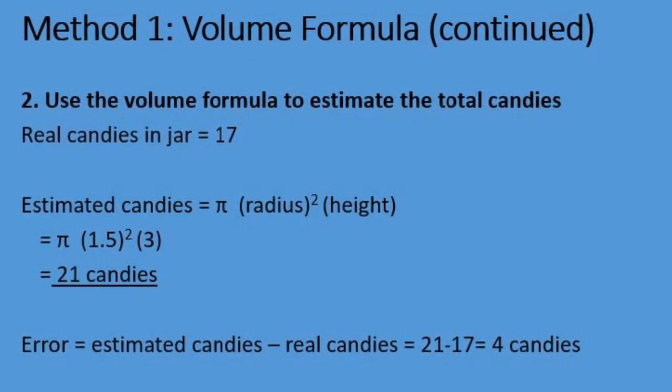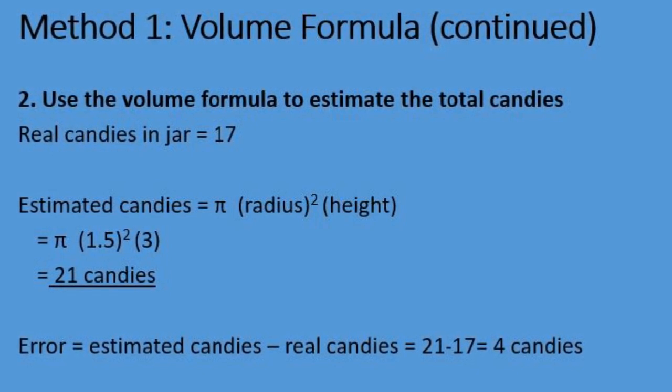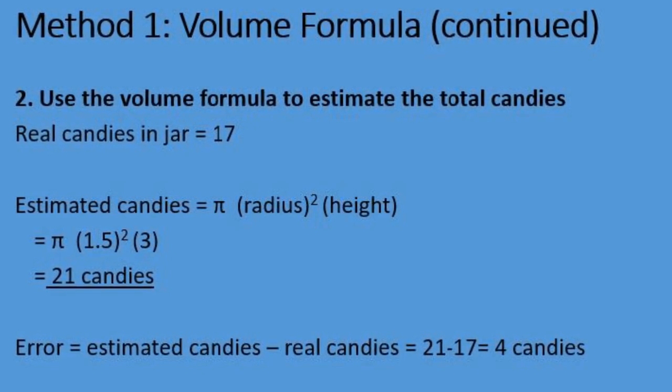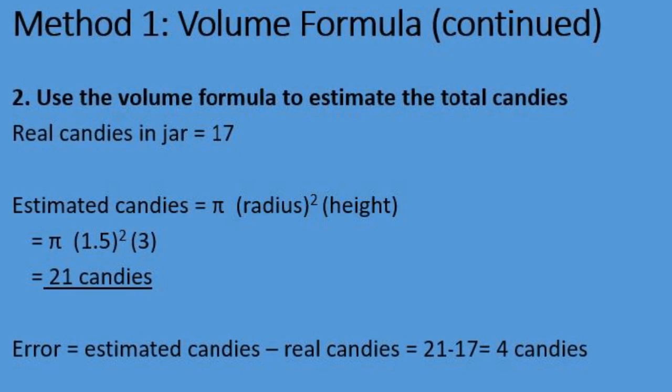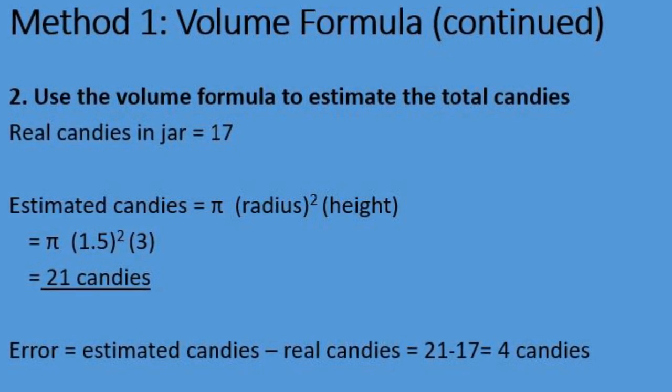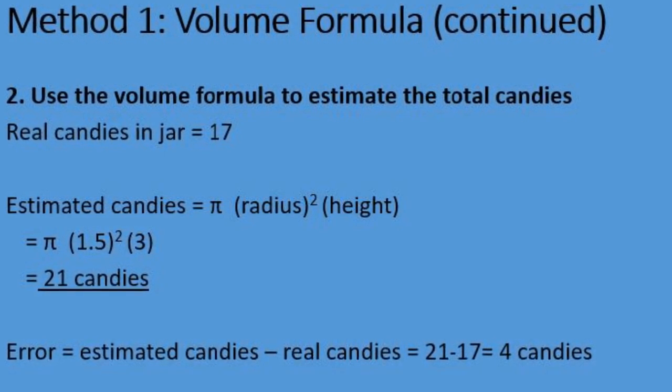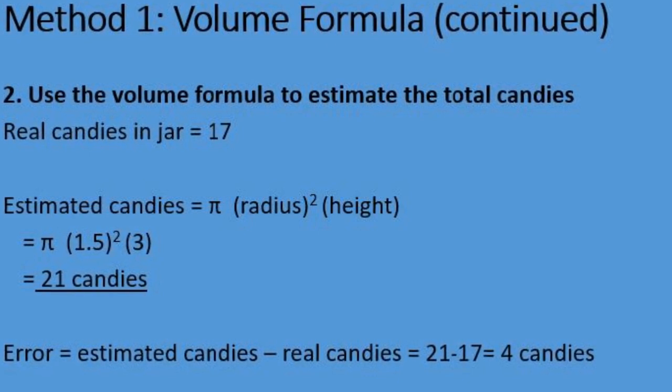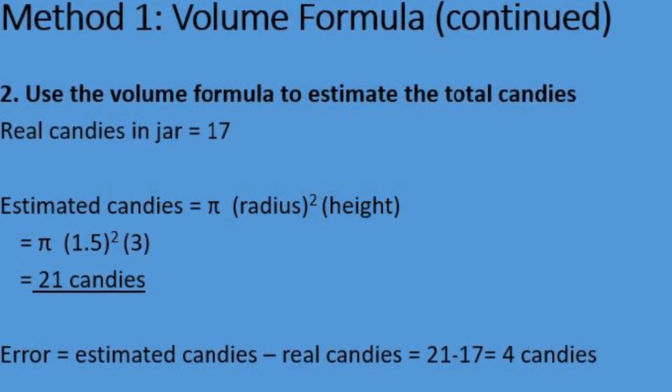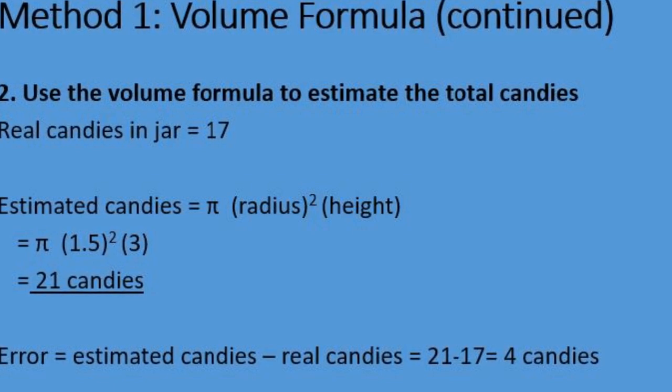Next, after measuring the height and radius of the jar, they are input into the volume formula. In this example, the estimated candies were 21, and the real amount was 17. Therefore, the error between the two is equal to 4 candies.